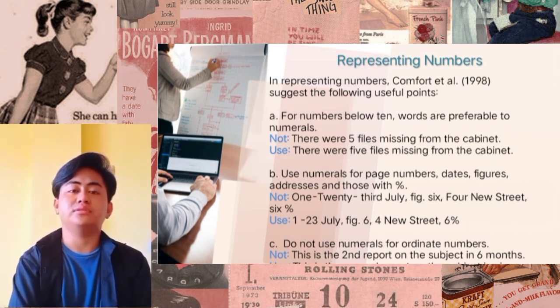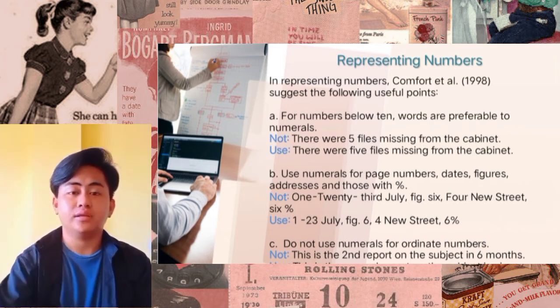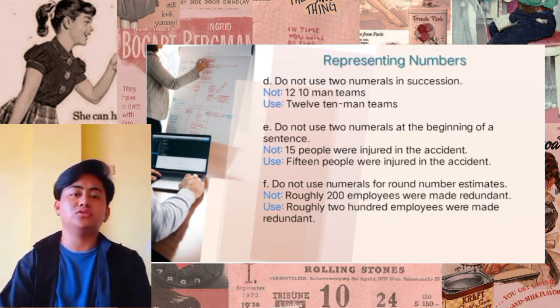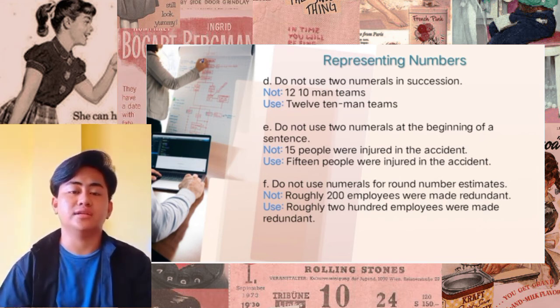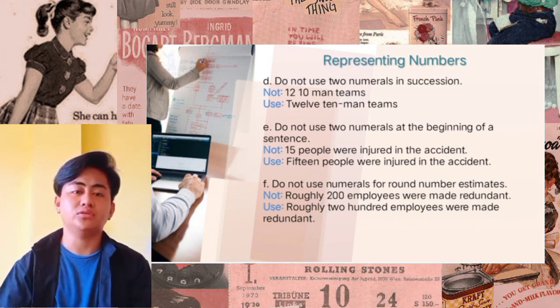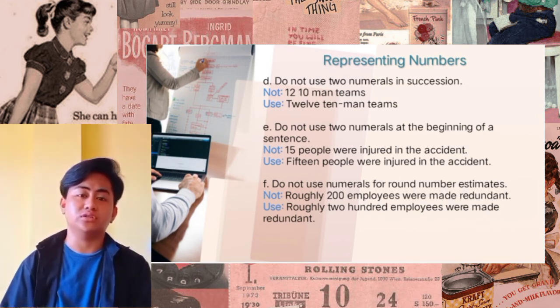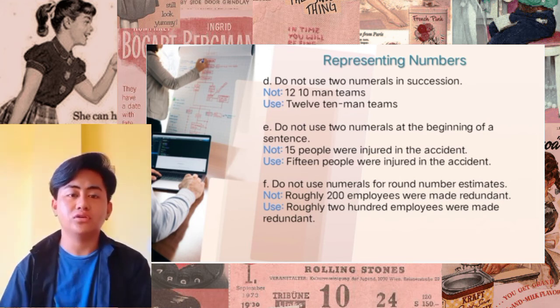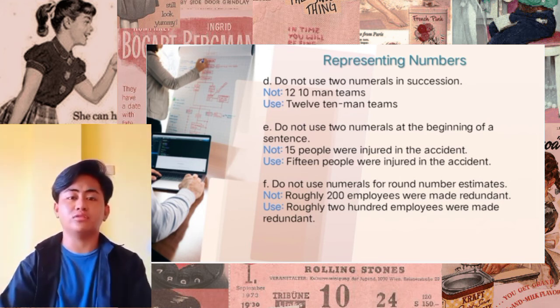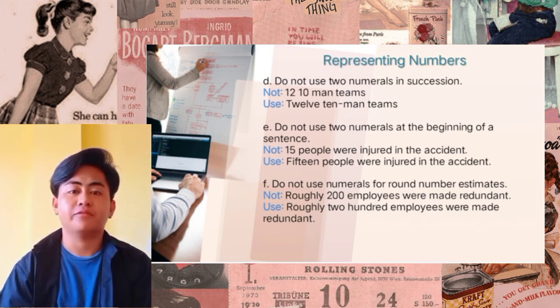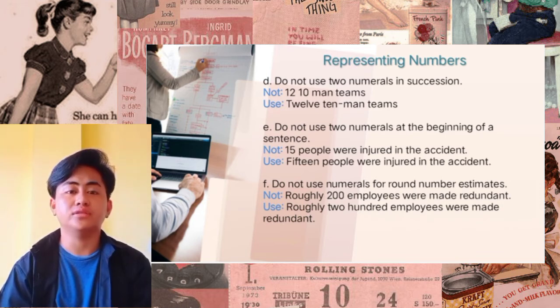For example, this is the second report on the subject in 6 months. Next, letter D. Do not use two numerals in succession. Meaning to say, do not use numerals in succession, spell them out. Use a hyphen after you spell out those numbers. For example, 12 10-man teams.